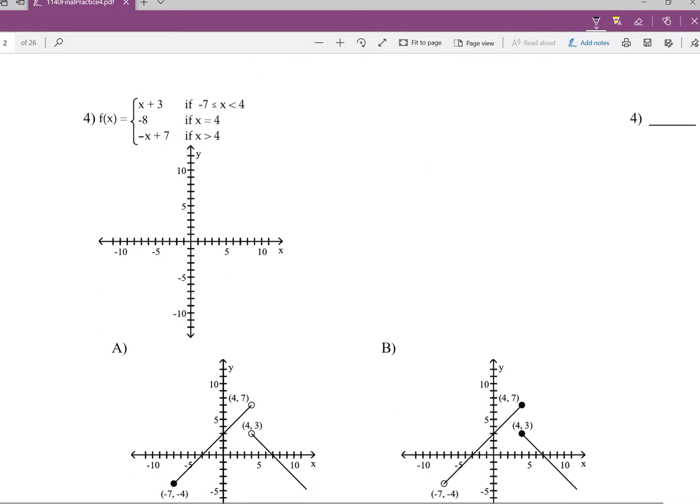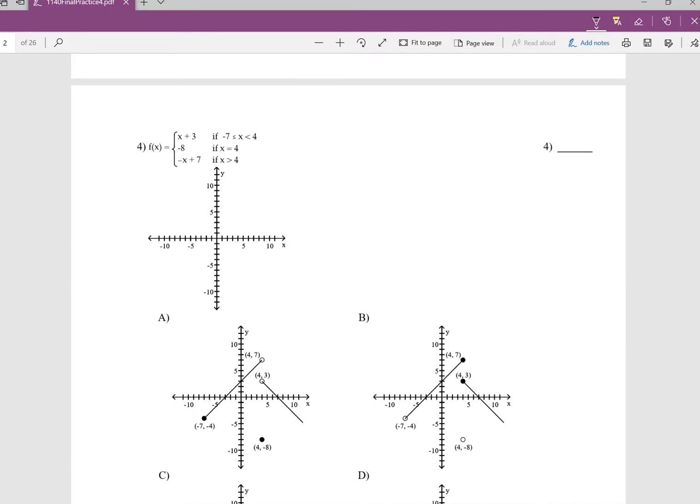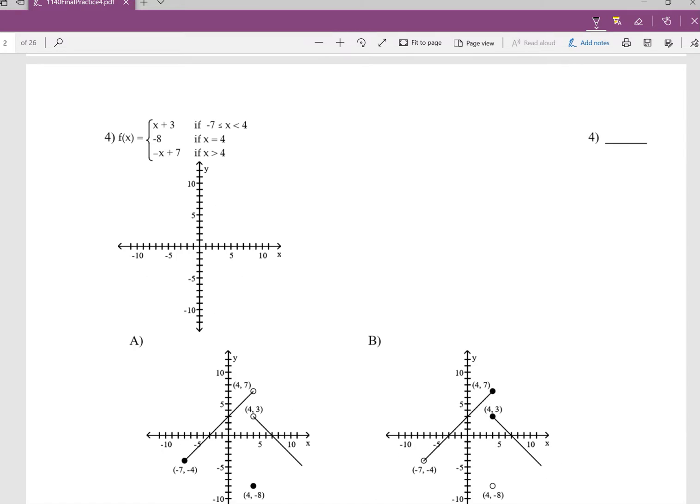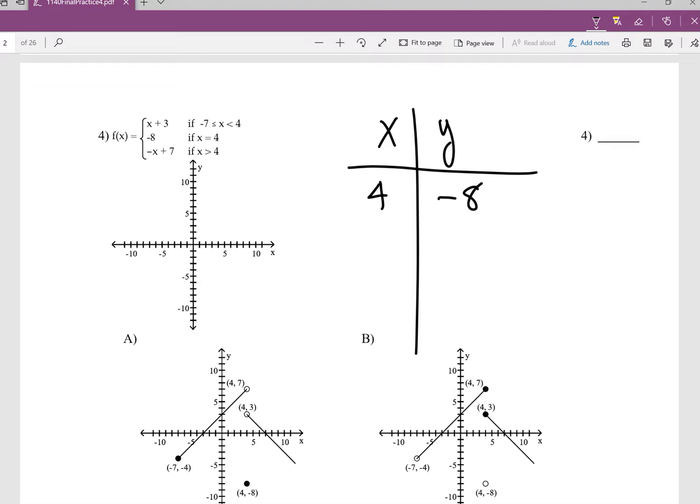Okay, for this one, they're asking you to actually draw it. And so what you want to do is maybe set up an XY table. That would help. So you get some values. And what I would do is I would say, okay, if I have x and y respectively, and I'm using the function that is given to me, at x is equal to 4, that's the fastest and easiest one because there's only one of them. At x is 4, this is -8, and that's no question.